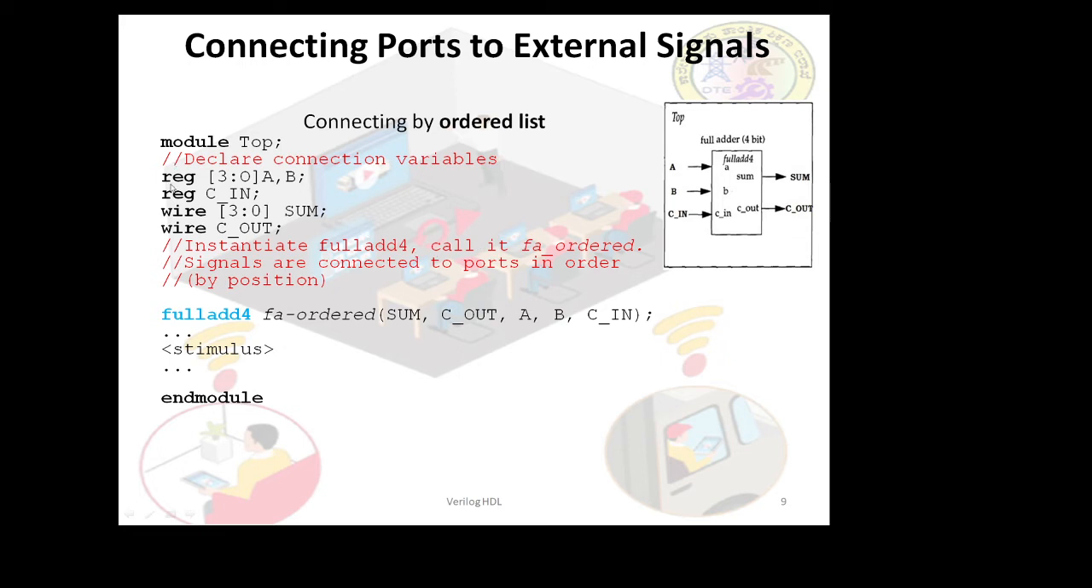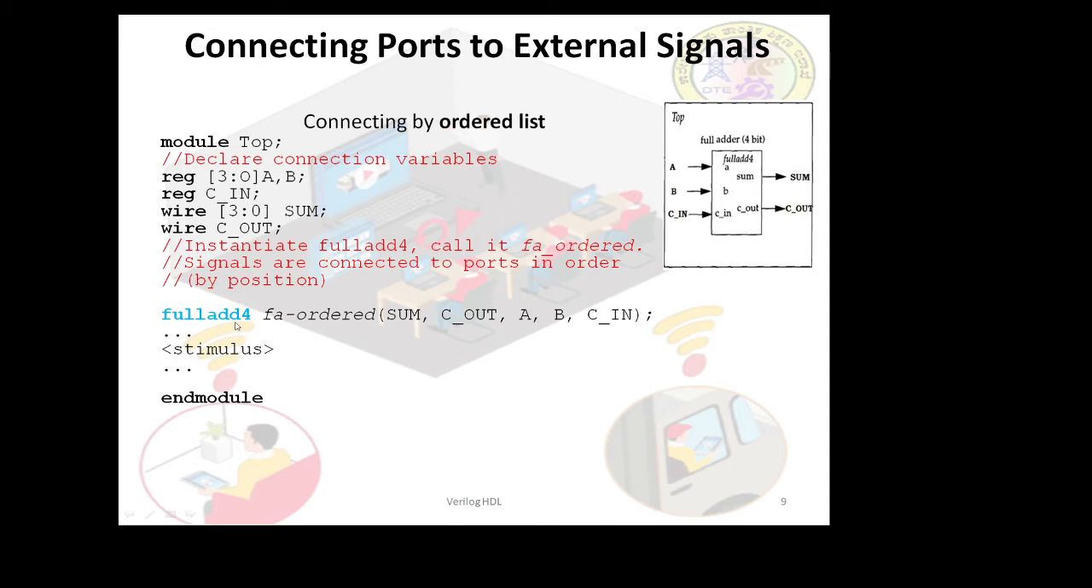So that is how we are writing it: reg [3:0] A comma B, then terminate it with a semicolon. Reg C underscore in, terminate it with a semicolon, and these outputs are declared as wires connecting to the external signals. So wire [3:0] sum, then terminate it with a semicolon, wire C underscore out, terminate it with a semicolon. Now this top level stimulus is going to instantiate a full adder, that is full add 4.